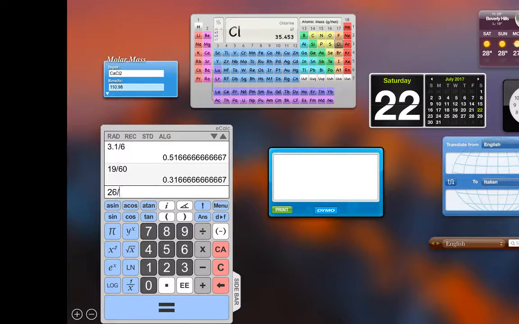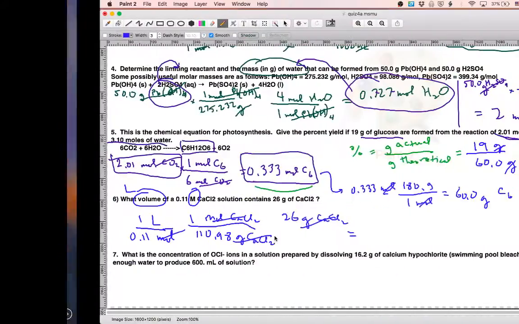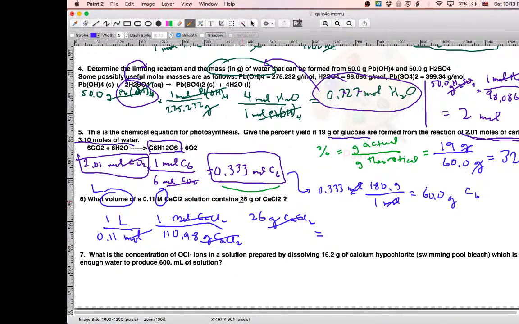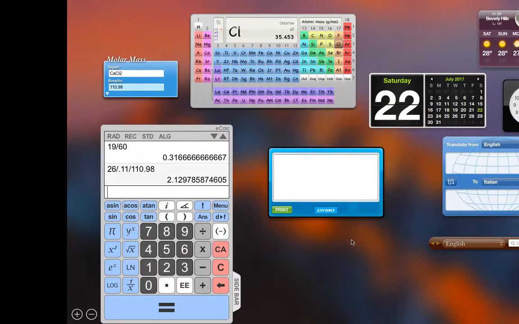So 26 divided by 0.11 divided by 110.98. I got 2.1 with two significant figures. See, that's two significant figures right there. You see that? 1, 2. Right, so I already forgot what the answer was. 2.1.